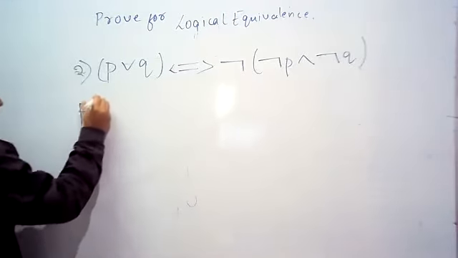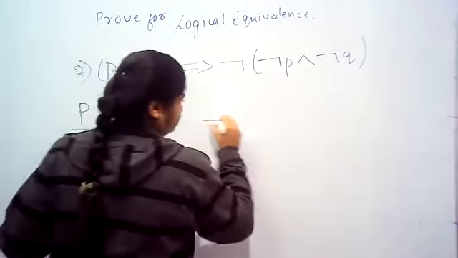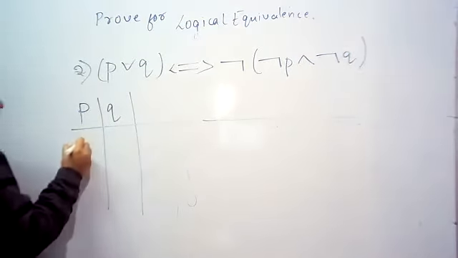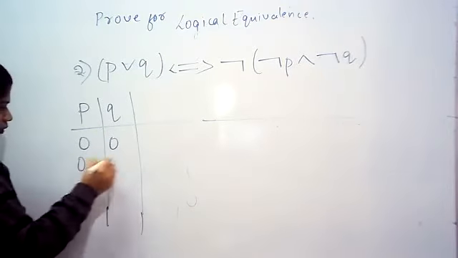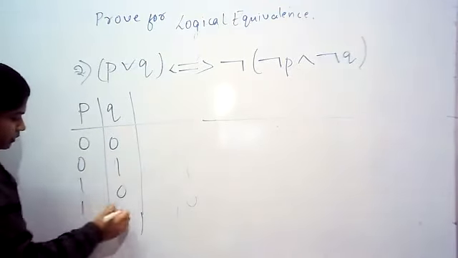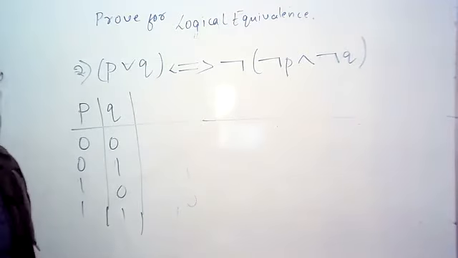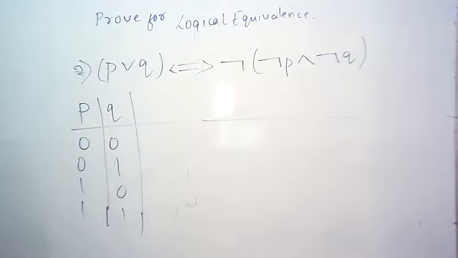So first I'll put the truth table, proposition P and proposition Q. Just draw the line here. Proposition P and proposition Q: 0 0, 0 1, 1 0 and 1 1. First I will solve the LHS, then I will go with the RHS.